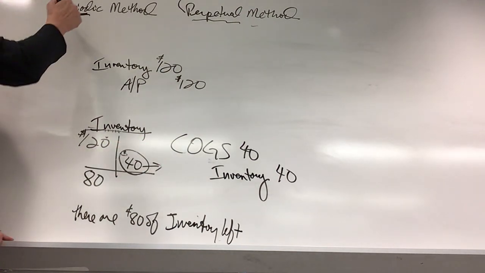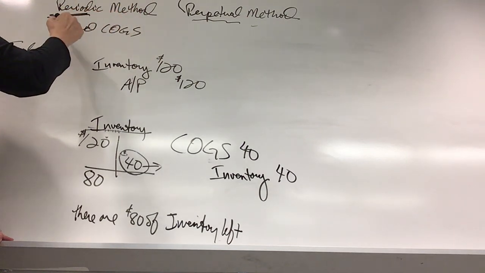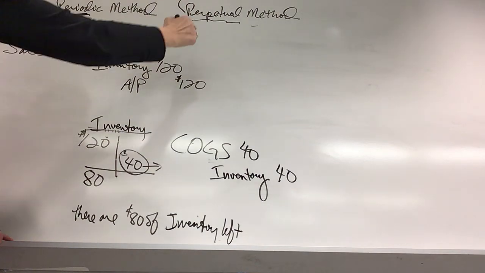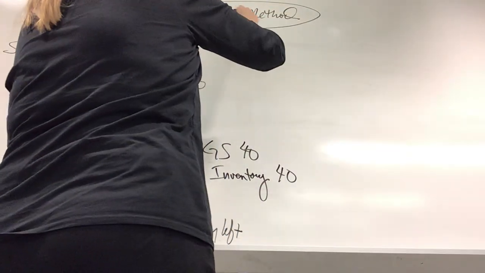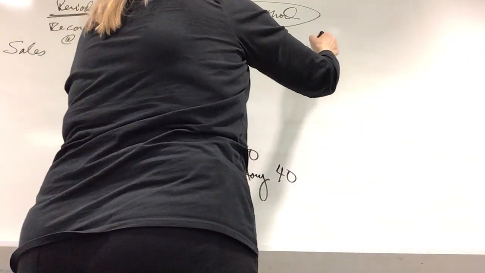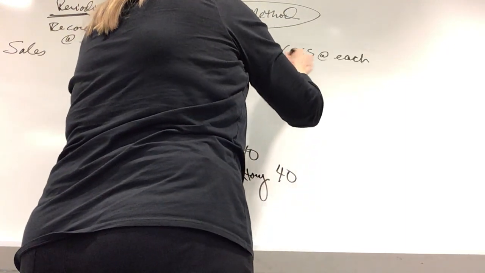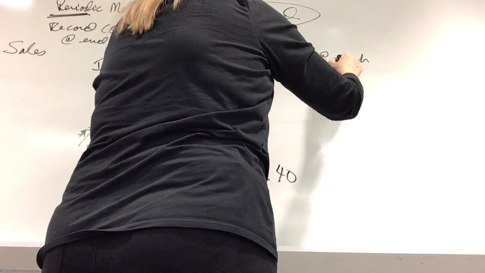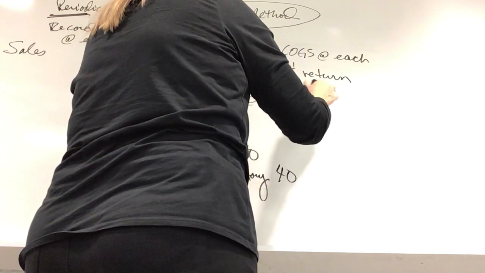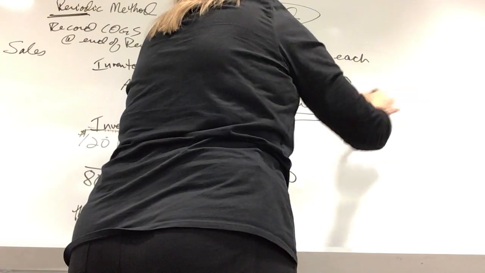So when you do a periodic method, you record cost of goods sold at end of period. But when you do a perpetual method, and this is what it's going to be on the test, you have to record cost of goods sold at each sale and return. Okay? What does that mean? 2 entries at each sale and return.